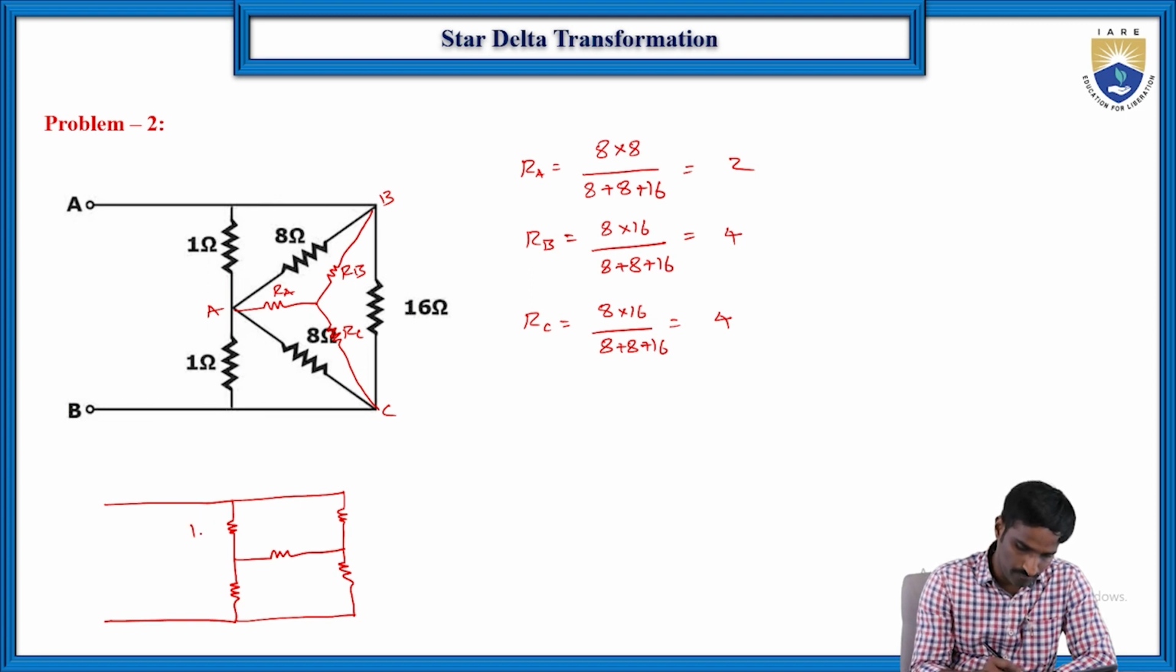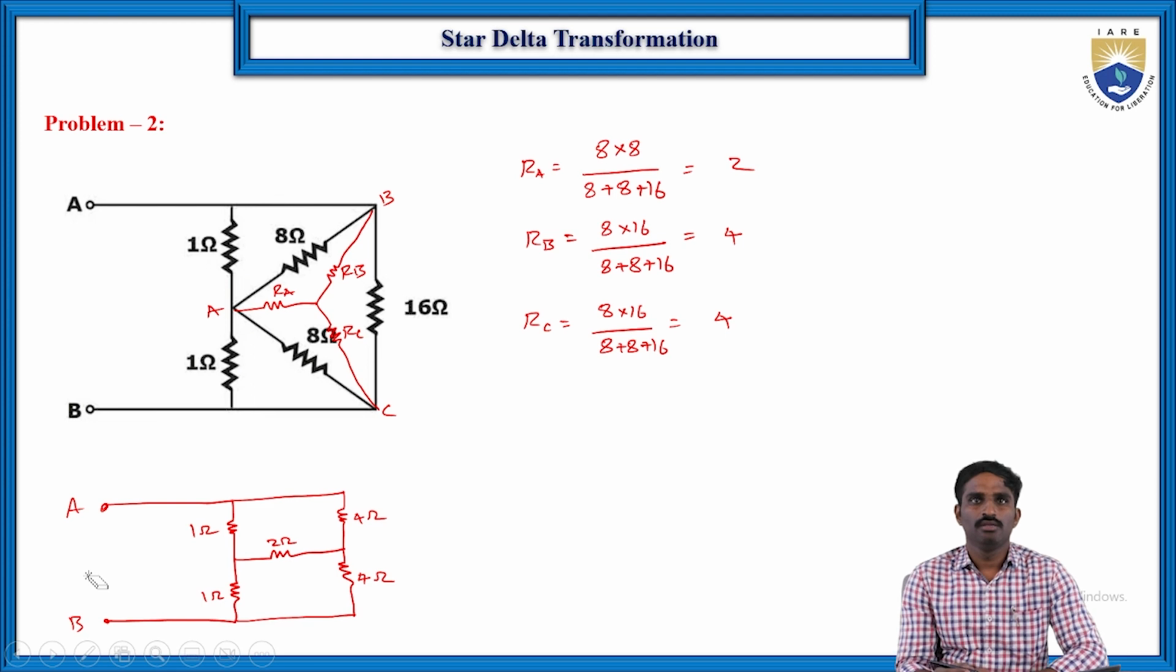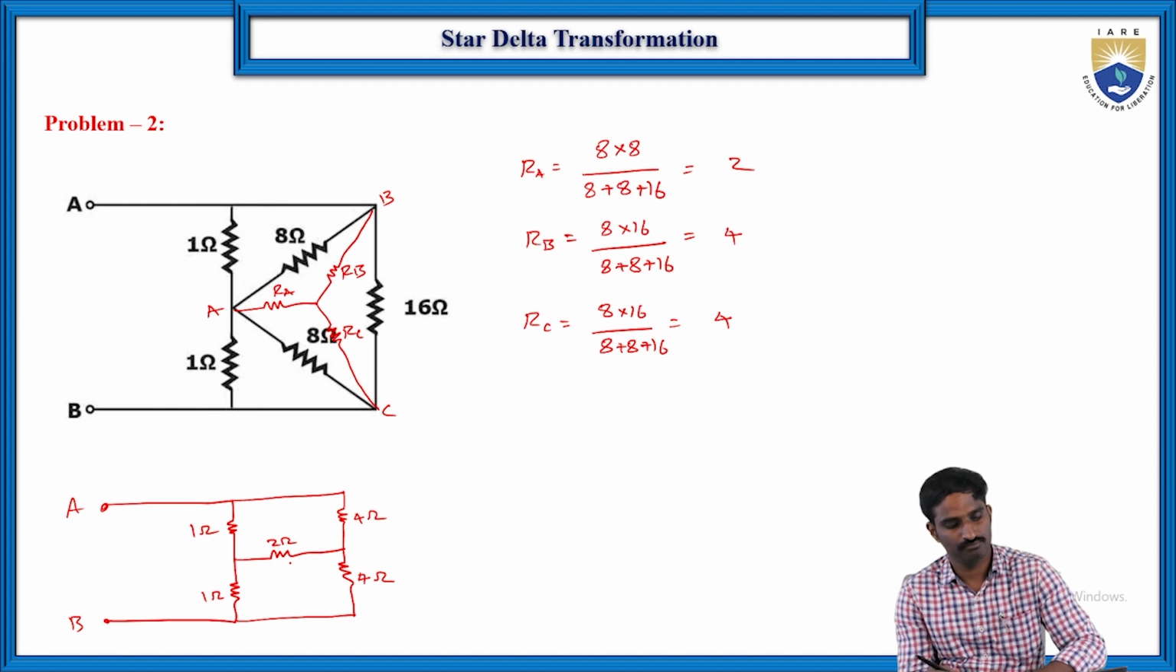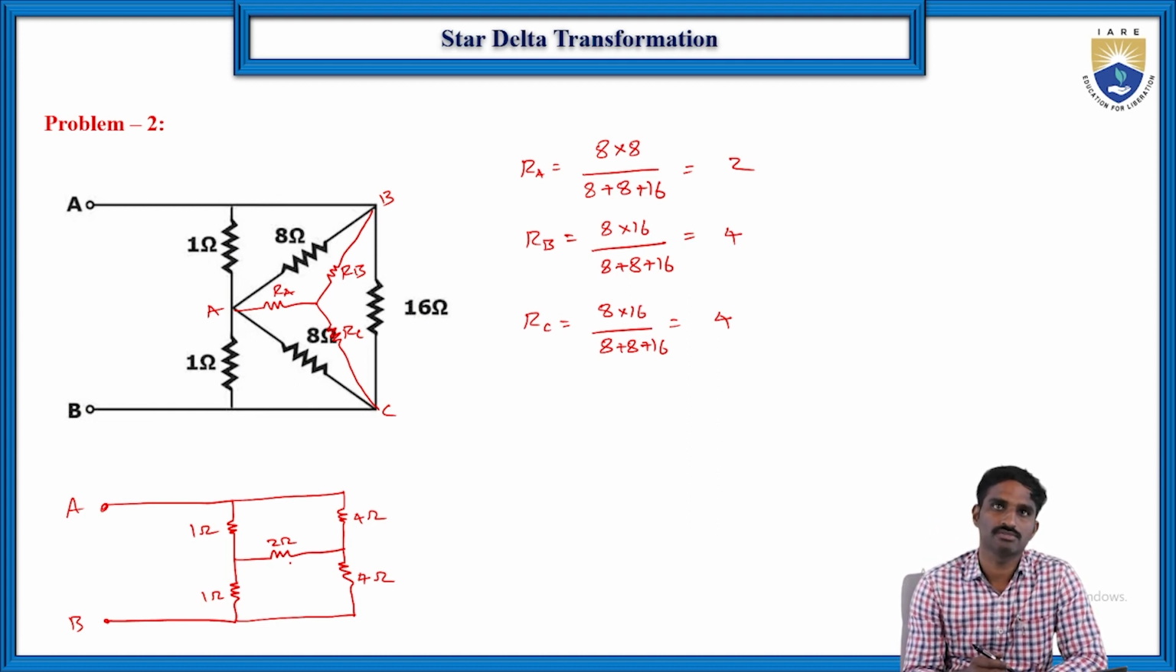Then here it is 1 ohm, and here what we have considered are Ra, Rb and Rc. So here again 1 ohm is there, and A is 2 ohms, B is 4 ohms and C is 4 ohms. I'm just removing these so that we don't confuse A and B. Now, as you can see, how do we find the equivalent of these two networks?